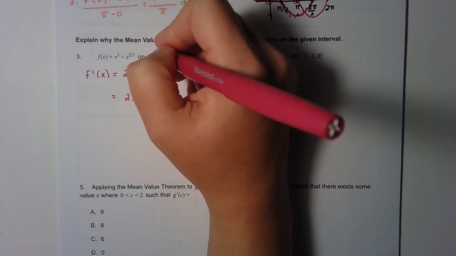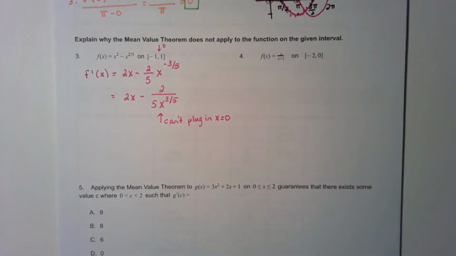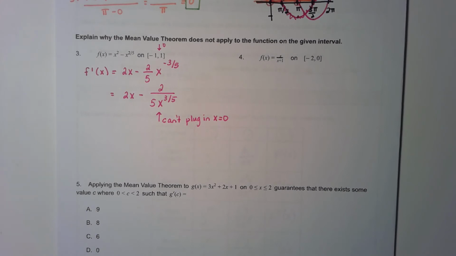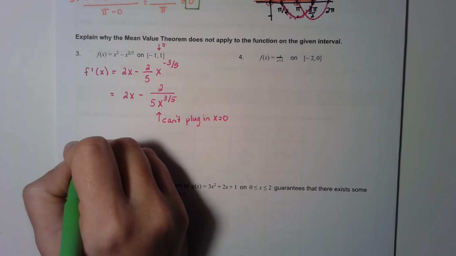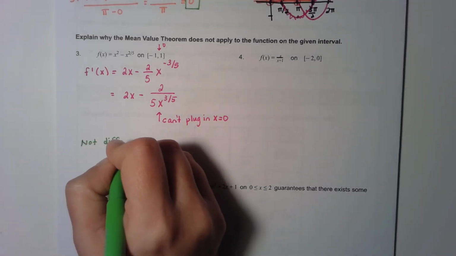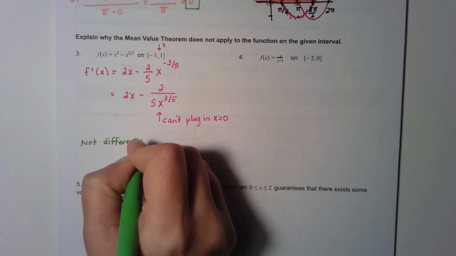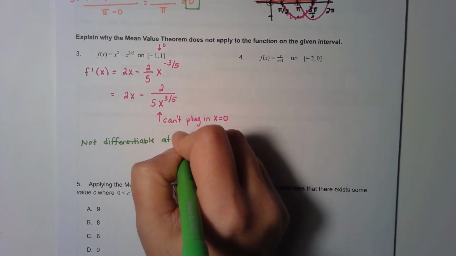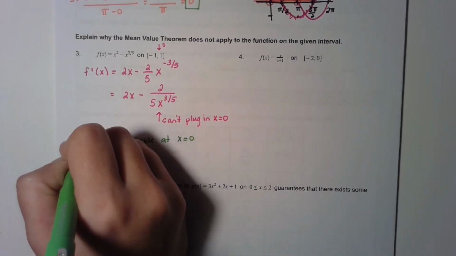Because if I did that, I'd have a 0 in my denominator, which is not allowed. So because of that, and because the 0 is in between -1 and 1, we've got a problem. We're not differentiable. The derivative doesn't exist. So we would say that this function is not differentiable at x equals 0.